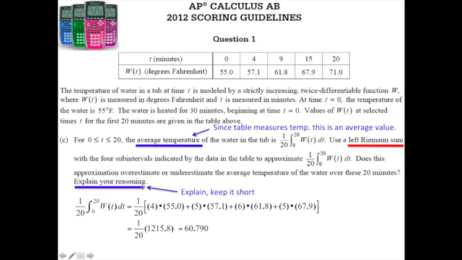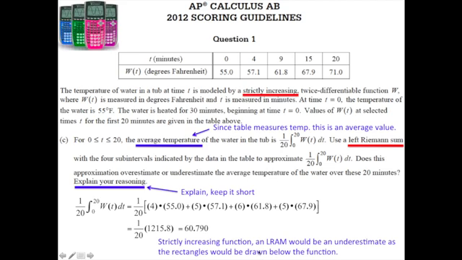So now we have to explain whether this is an over- or underestimate. And so we have to reread this problem statement to see if we can get an idea of what the function is like. So we see this term here, strictly increasing function. Twice differentiable just means it's differentiable, so it's smooth throughout this 20-minute interval. And so if it's strictly increasing and smooth, then we know that these rectangles are going to be underneath the function, since we're lining up the left edges. And that being the case, if the rectangles are underneath the function, then it would be an underestimate.